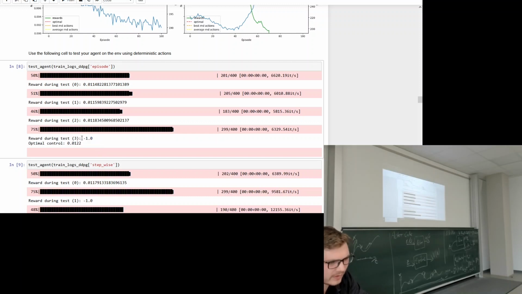The worst reward you could get is -1, which happens if you stay on the ground all the time and then hit the time limit. The optimal control reward, so what you would get if you did it in the analytically best way, would be 0.0122. But unfortunately, we see that none of our agents is able to hit that yet.